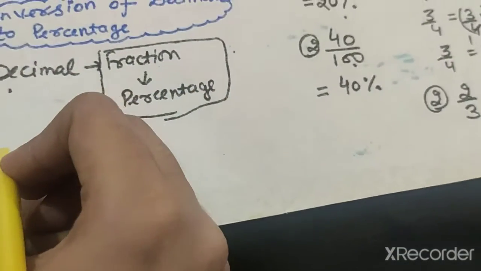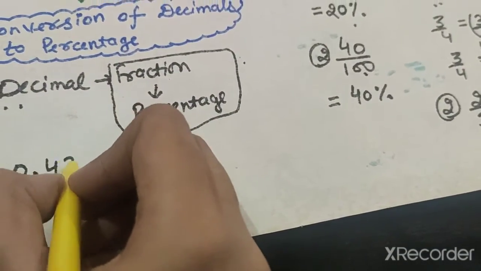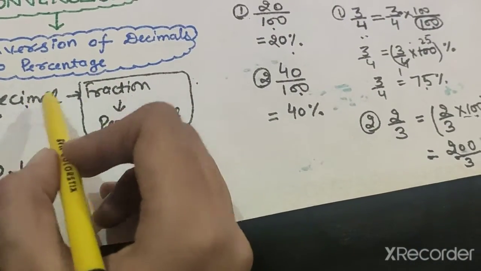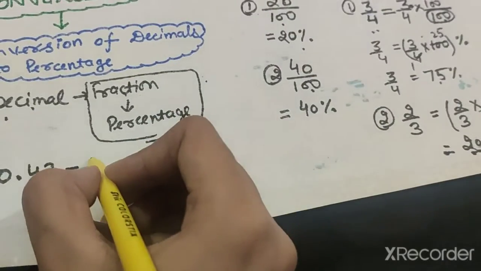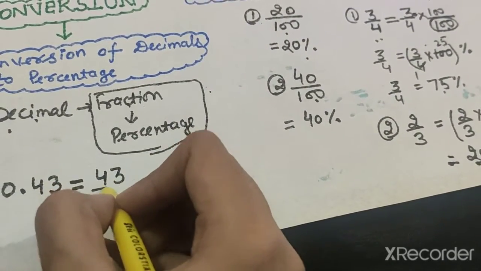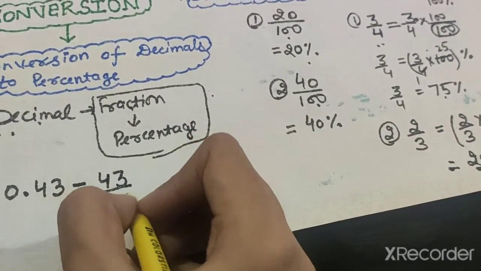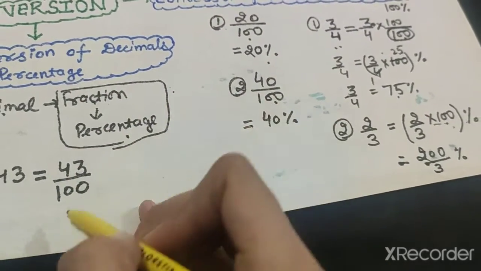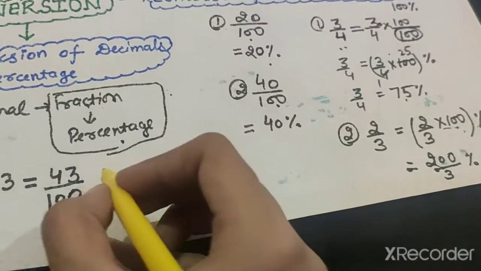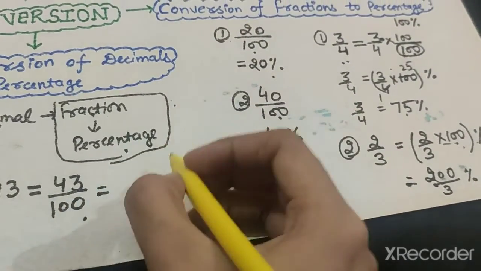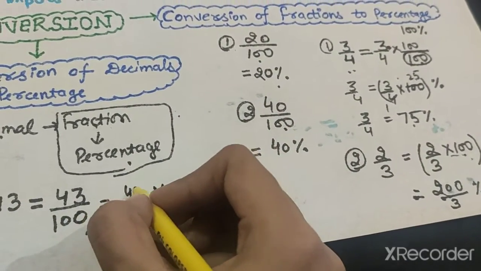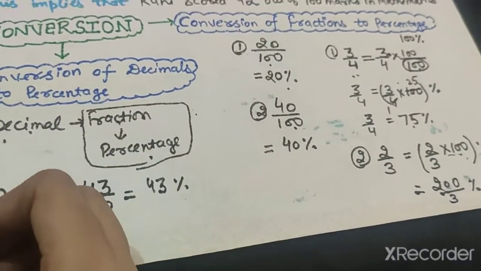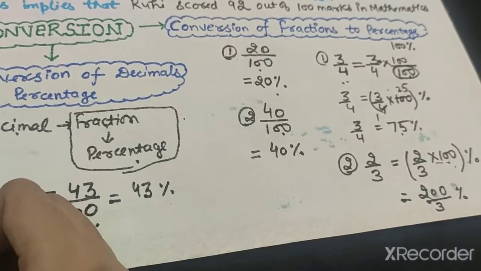For example, if you have to convert 0.43 into percentage. What is the first step? Convert the decimal into a fraction. So write it in the form of a fraction. It will be 43 by 100. Now convert that fraction into percentage. Since the denominator is 100, the rule is simple. Write down the percentage sign with the numerator. That is, it will be 43%.